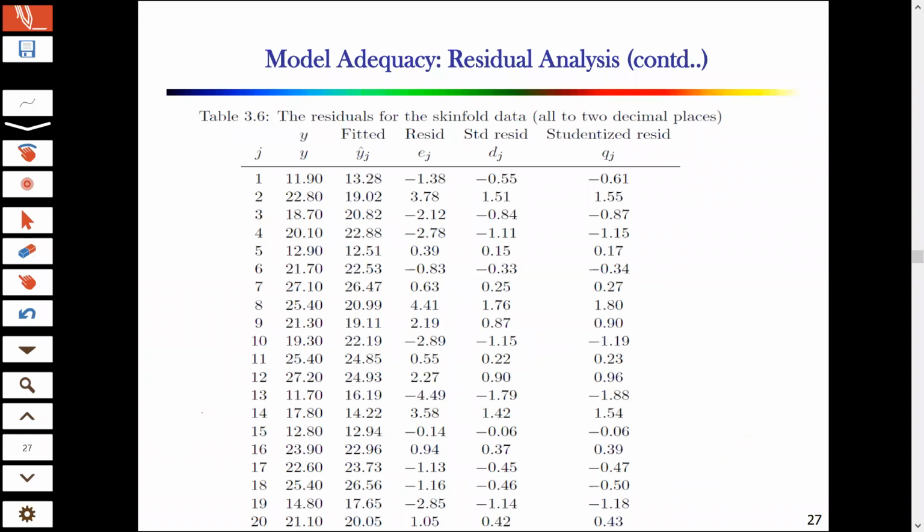Now look at the residuals here. We easily calculate this in R. We can also calculate standardized residuals and studentized residuals. One of them is d_j and another one is r_j. I'll show in a minute how we can do this in R.